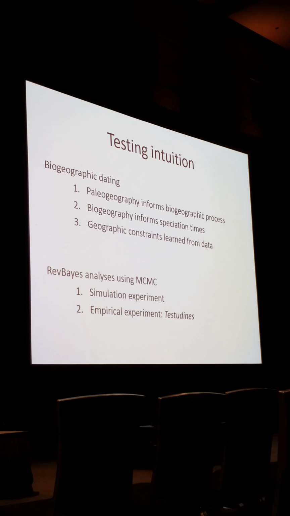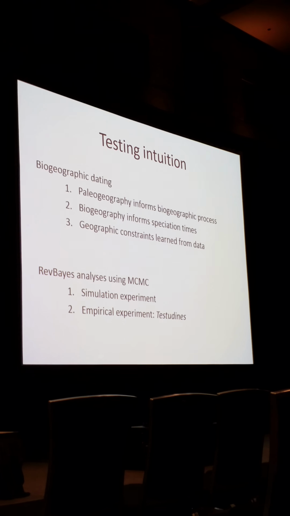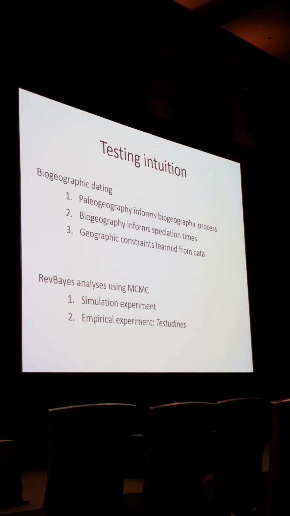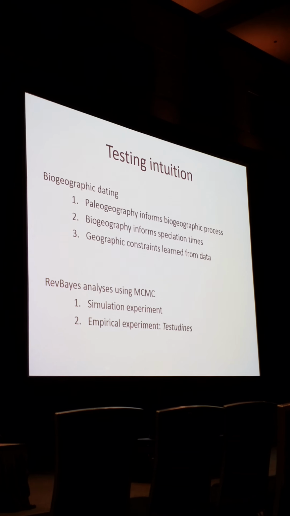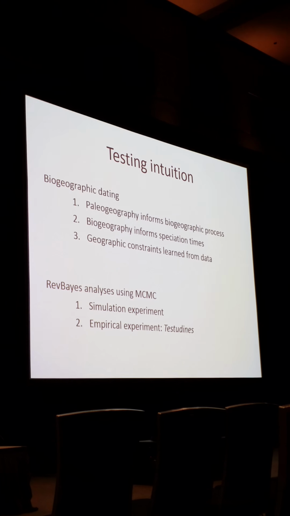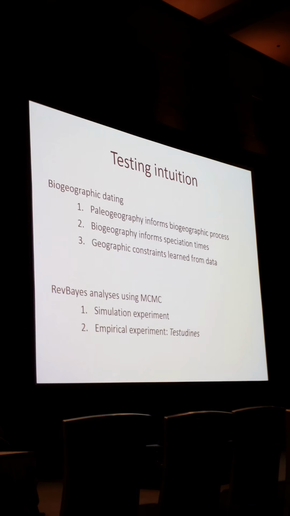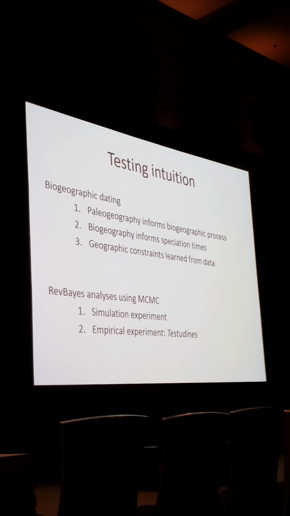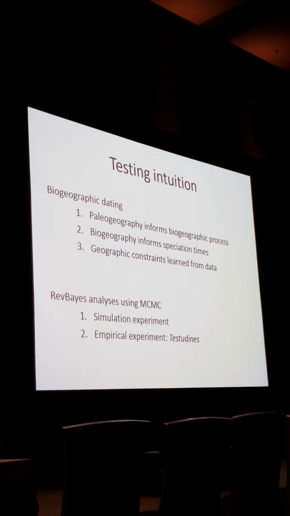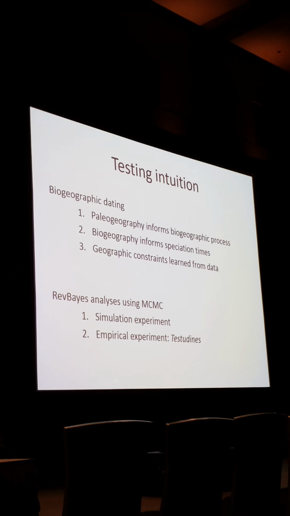So it's nice that we have these intuitions, but how can we go about testing them? For this, I performed 2 types of experiments. First, I did a simulation experiment. You want to do a simulation experiment to say that you have some hope of actually inferring the parameters correctly in the real world. And then second, I used the crown group of turtles as an empirical experiment. And here's how it worked.